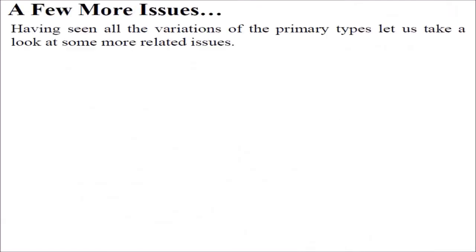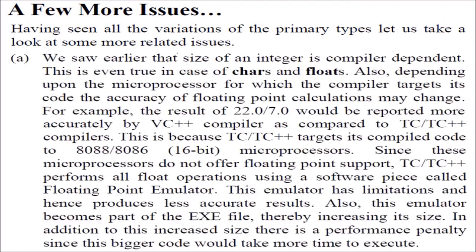There are things apart from this, as we just saw, that the size of the integer is compiler dependent. And this is true with character and float also. So it depends on the microprocessor for which the compiler targets its code. The accuracy of floating point calculation may change. Just take an example of 22.0 by 7.0. So this will be reported more accurately by the VC++ compiler rather than the TC++ compiler.